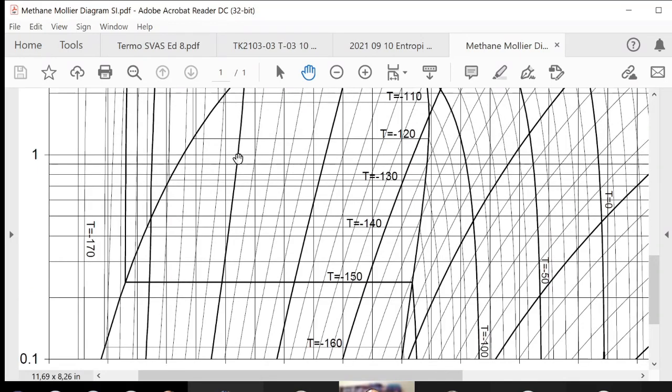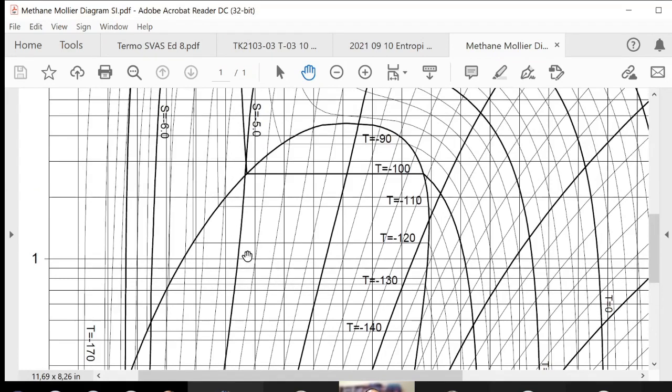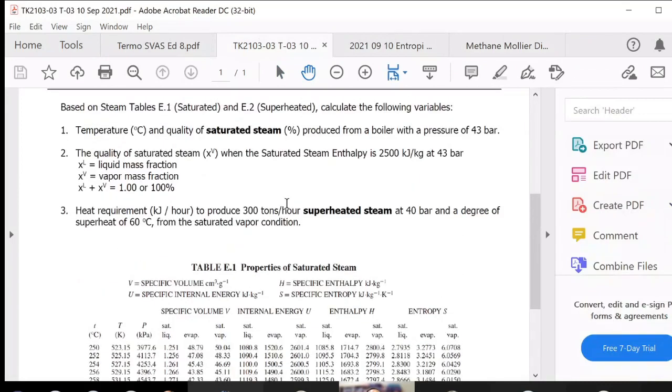Up to this point, are there questions? I'm just showing the logic first, how to understand the logic. Okay, clear? Now you are familiar with superheated, saturated, and subcooled. We go to the problem of the test. Later you will be given the time for the test.